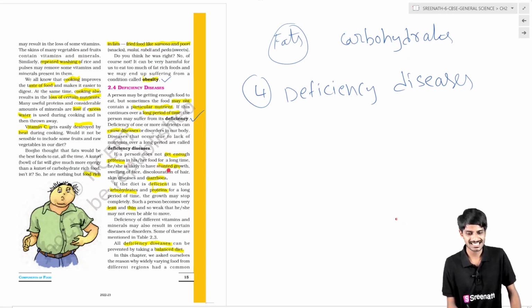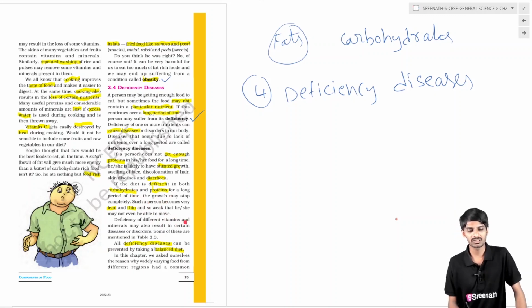Okay, if a person doesn't have enough proteins, what happens? His growth will be stunted, his face will swell, his hair will be discolored, and diarrhea and skin diseases will occur when there is a deficiency of protein. When there is a deficiency of both carbohydrates and proteins, he will be lean and thin, and so weak he can't even move. He doesn't have energy to move. So these are the effects of the deficiency of carbohydrates and proteins.